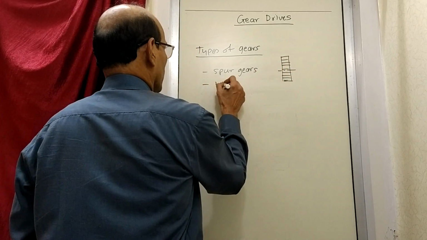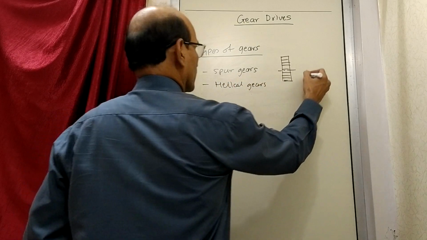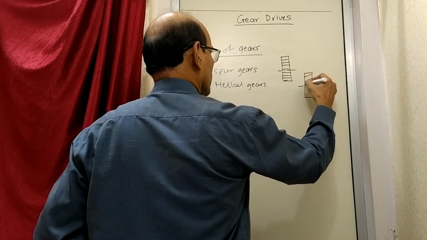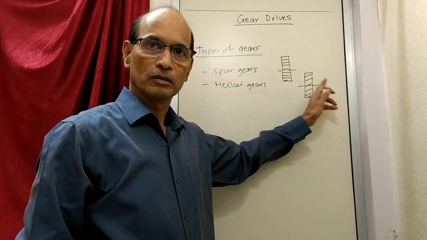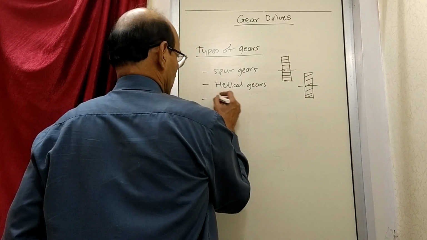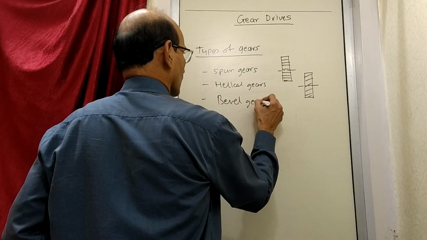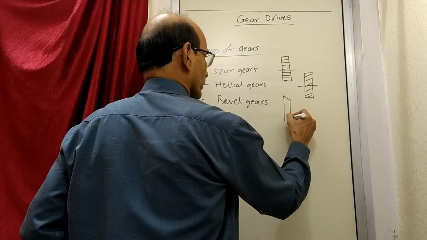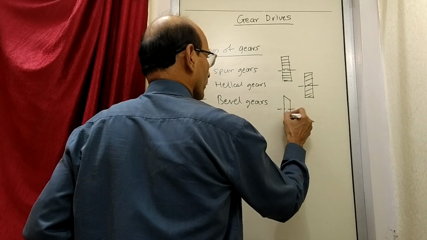Then there is something called helical gears. In case of helical gears, the teeth are inclined. The teeth are at some angle compared to the axis. Then there is something called bevel gears. In case of bevel gears, they are conical in shape. These are teeth.